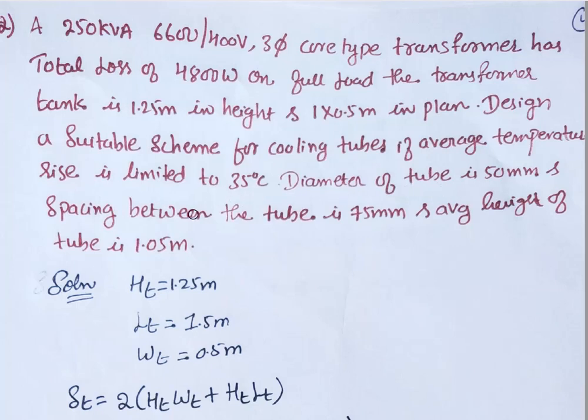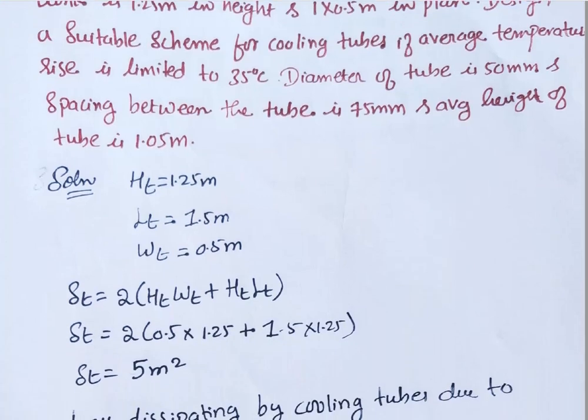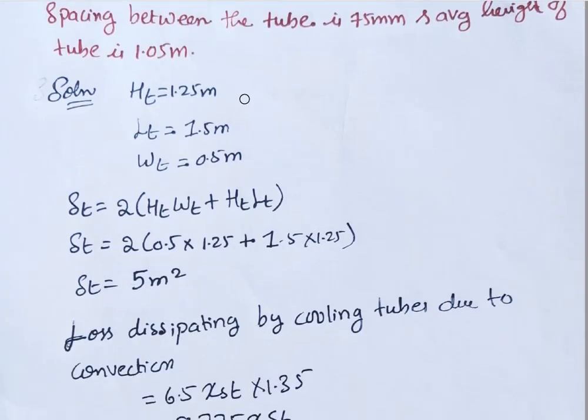Diameter of tube is 50 mm and spacing between the tubes is 75 mm, and the average height of the tube is 1.05 meter. So here they have given the height of the tank, length of the tank, and width of the tank. Height of the tank is 1.25 meter, length of the tank is 1.5 meter, and width of the tank is 0.5 meter.